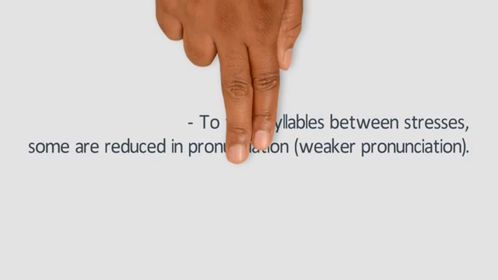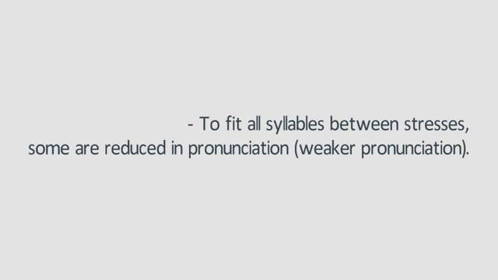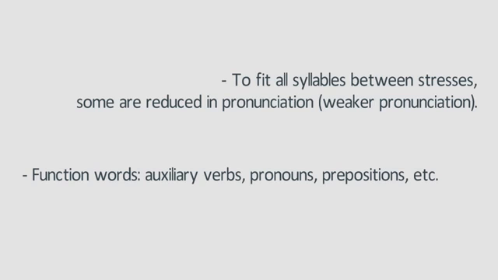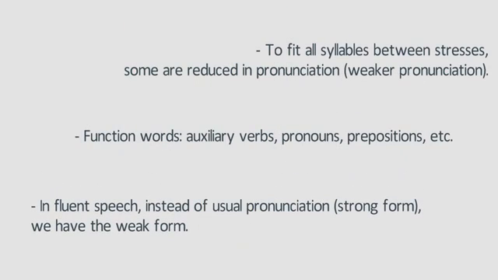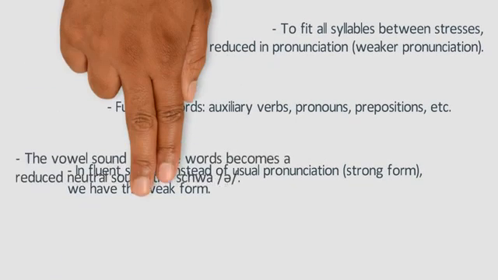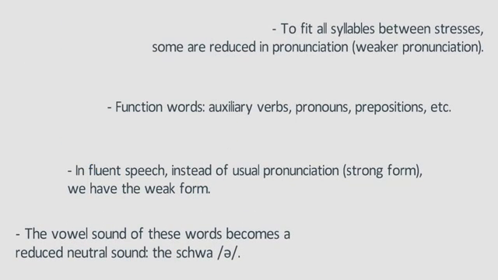So, back to connected speech, to fit all the syllables between stresses, a number which can vary, some of the syllables are usually reduced. This means that they have a weaker pronunciation. This typically happens to function words. This is auxiliary verbs, pronouns, or prepositions, among others. In fluent speech, instead of the usual pronunciation of these words, called strong form, we will have the weak form, where the vowel sound becomes a reduced neutral sound, the schwa. It sounds like this. Put your mouth in a slightly open and relaxed position for the schwa.